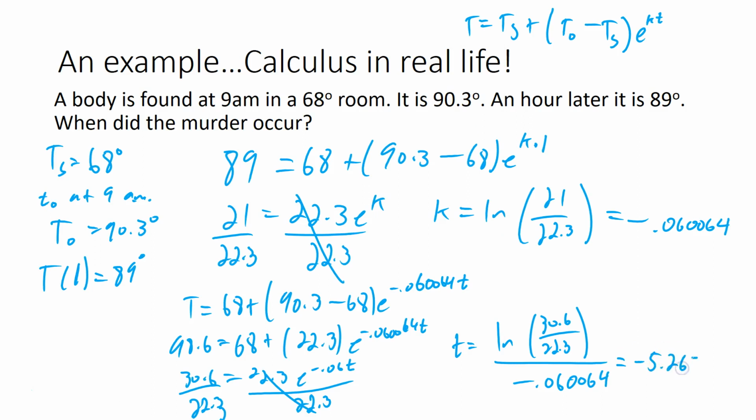Now let's think what that means. It's a negative time. So that's the time before 9 a.m. that the murder occurred. That makes sense to me, it was hotter earlier, right, because it's been cooling off. So negative 5.267, so that's 5 hours before 9 a.m. So it's between 3 and 4 a.m. somewhere, 5 1/4, so that's about 3:45.